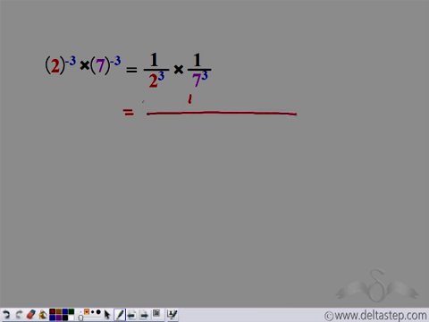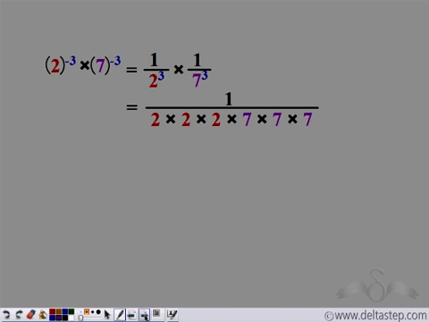This is 2 multiplied 3 times. So we have 2 into 2 into 2. And this is 7 multiplied 3 times. So this is 7 into 7 into 7. So this is what we have. Now once again, we have 3 2s and 3 7s.